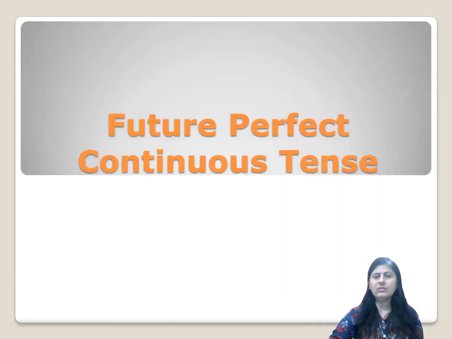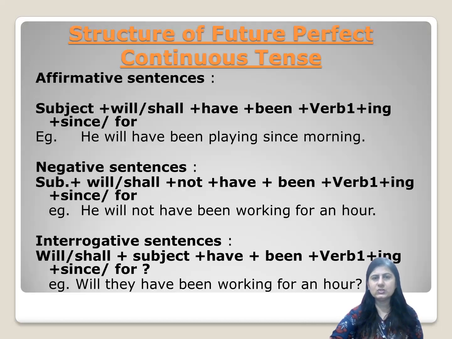The next one is future perfect continuous tense. Let us see the structure first. In the case of affirmative sentences: subject plus will/shall, have, been, first form plus ing. Here for perfect continuous tense we use have, been and first form plus ing, and also since and for as the time expression. See the example.